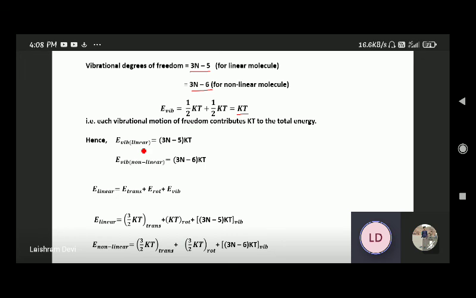So each vibrational degree of freedom contributes kT to the total energy. So now E vibrational linear molecule के लिए will be (3n minus 5) kT. E vibrational non-linear molecule के लिए (3n minus 6) kT. ठीक है? So now we can find out the total kinetic energy for a linear molecule and for a non-linear molecule. Linear molecule के लिए 3/2 kT from translational, only kT from rotational and (3n minus 5) kT from vibrational. Non-linear के लिए 3/2 kT from translational, 3/2 kT from rotational and (3n minus 6) kT from vibrational.